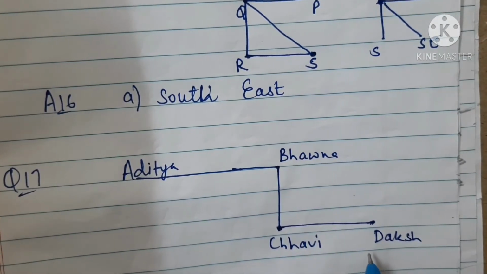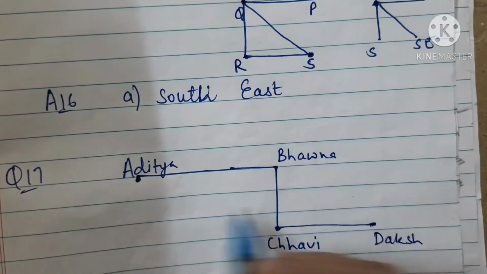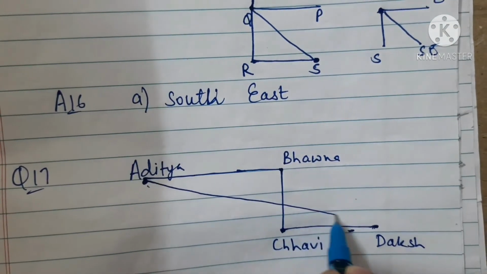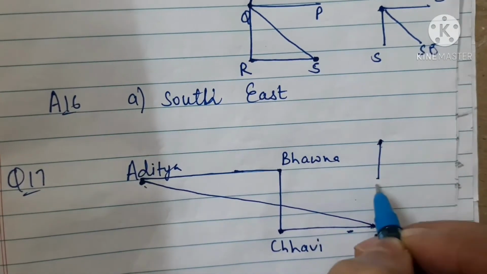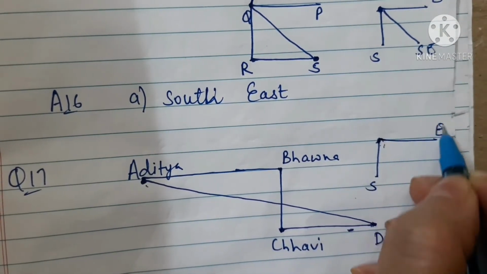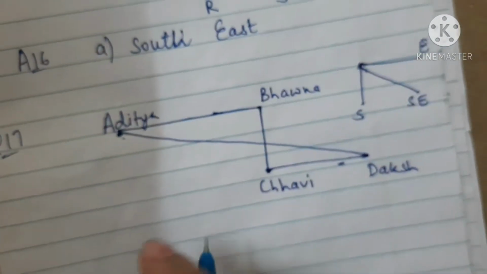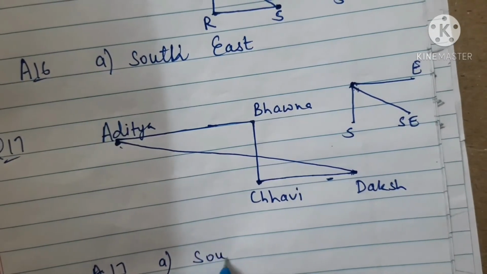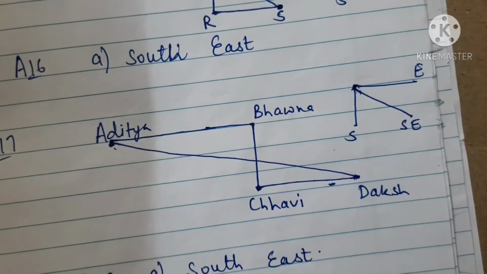Daksh's house is in which direction of Aditya's house? Now you have to see the relation between the direction of Aditya's house and Daksh's house. So which direction is this? Again, this is the origin point. This is south. This is east. And which direction is this? Southeast. So again, your answer for question number 17 is A part, southeast. Right? And let's move on to the next question.